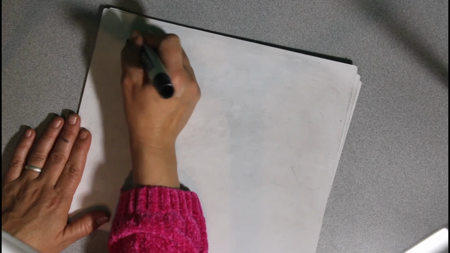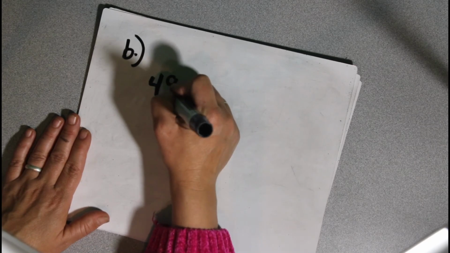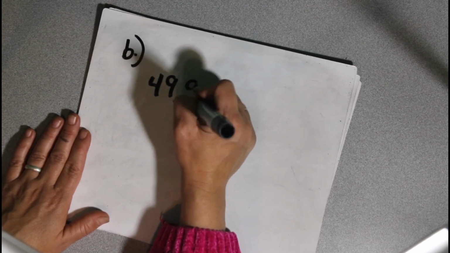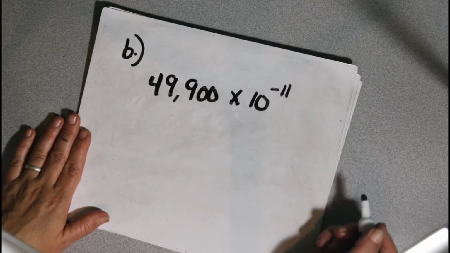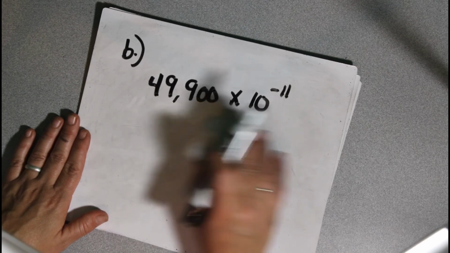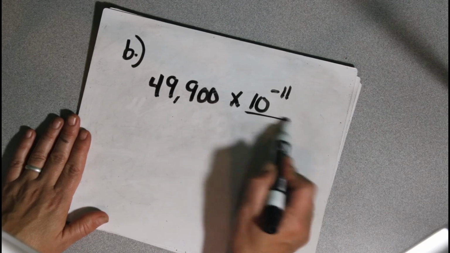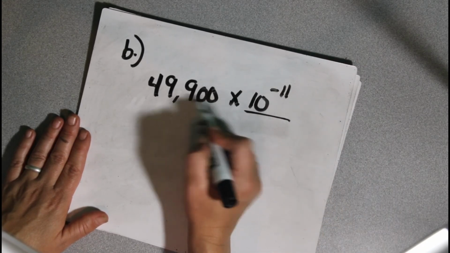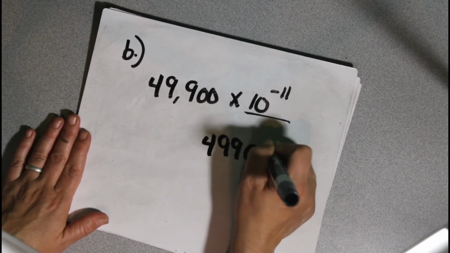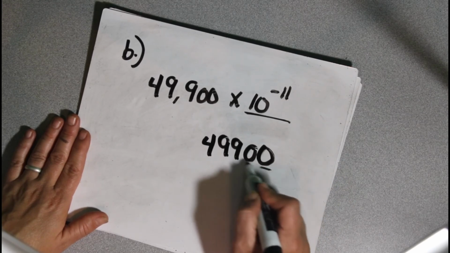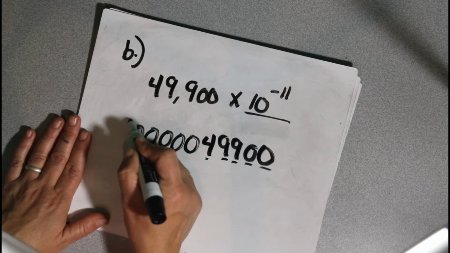B, 49,900 times 10 to the negative 11. Okay, so on this one, they want us to write this in scientific notation, but they already have it times 10 to the something. So the first thing I'm going to do is work out what this number is. To the negative 11 means I have to move my decimal back 11 spaces. So I'm going to write 4, 9, 9, 0, 0, and then move backwards 11 spaces. 1, 2, 3, 4, 5, 6, 7, 8, 9, 10, 11.